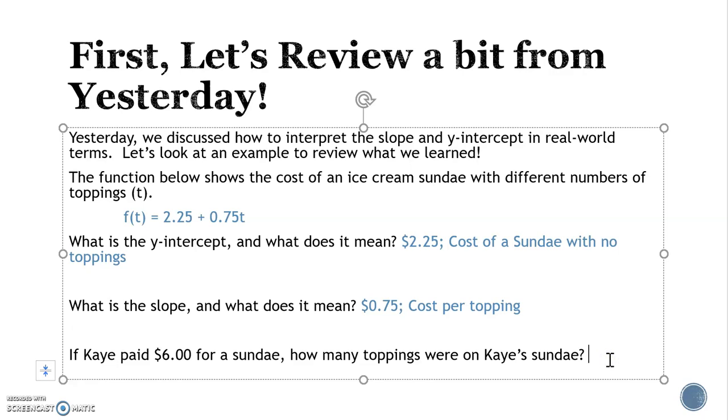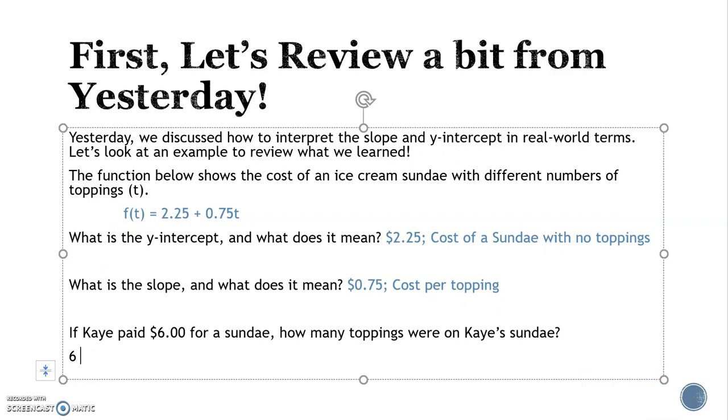If Kai paid $6 for a sundae, how many toppings were on Kai's sundae? So if she's paying $6, that's her output. So that is f of t, which we know is the same as saying y. So we want to put $6 over there. So we know that $6 is the output, and that would equal 2.25 plus 0.75 t.